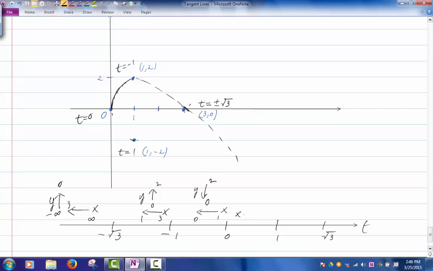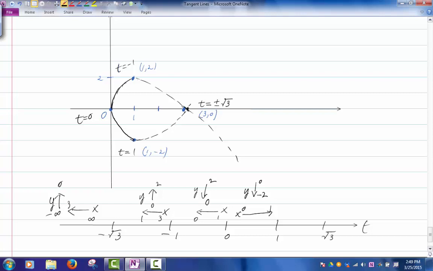Now, after 0, x starts to increase. X is now going from 0 to 1. Y is still decreasing from 0 to negative 2. So that means you get this, and it is concave up in that interval. And then I guess you can imagine now what's happening. After t equals 1, up till root 3, you're coming back to the point (3, 0). You are concave up, coming back to (3, 0). And y starts to increase again. X is increasing still.